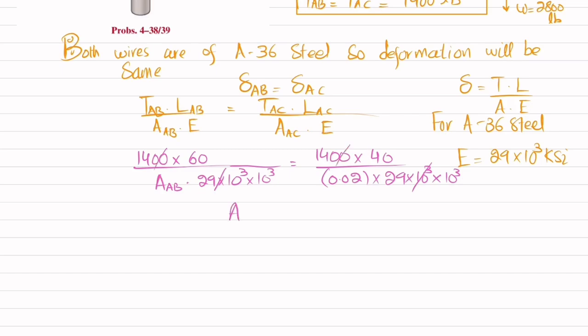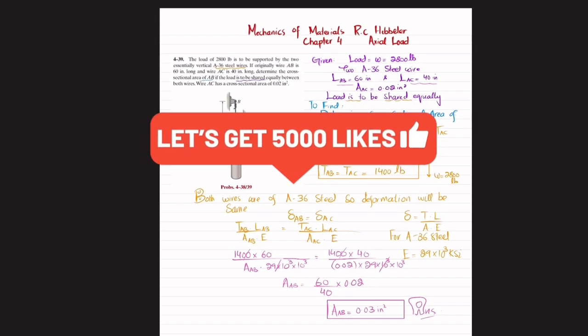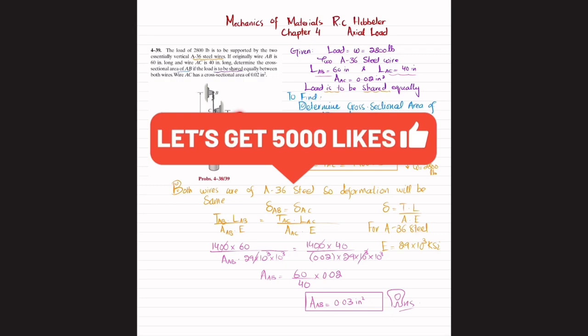Now when you calculate this, E will cancel with E, and 1400 will cancel with 1400. You will be left with area of AB equal to 60 divided by 40, multiplied by 0.02. This 60 is there, 40 will be downward and 0.02 will be multiplied. When you calculate it, you will get the cross-sectional area of wire AB as 0.03 square inch. That is the answer of this question 4-39, and that was all about this problem 4-39.